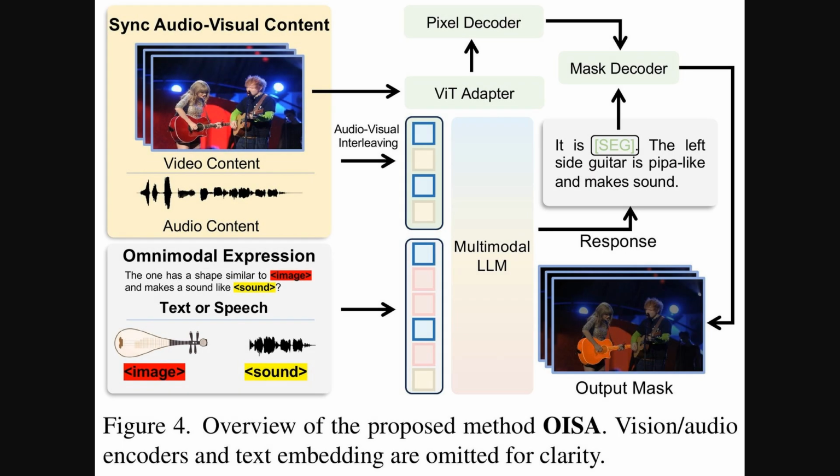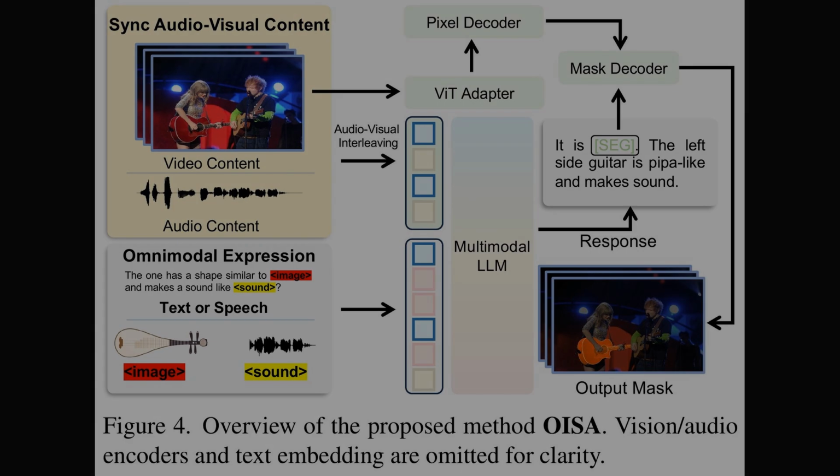Alright, so to tackle this new, comprehensive dataset, the authors developed the Omnimodal Instructed Segmentation Assistant, or OISA. This diagram shows how it works. On the left, it takes in the video and that complex omnimodal prompt. A key innovation here is what they call audio-visual interleaving. Instead of just looking at video and audio separately, it weaves audio clips between the video frames. This perfectly synchronizes what's happening and what's being heard. This interleaved data, plus the prompt, feeds into a multimodal LLM, which then generates a text response and the final output mask.